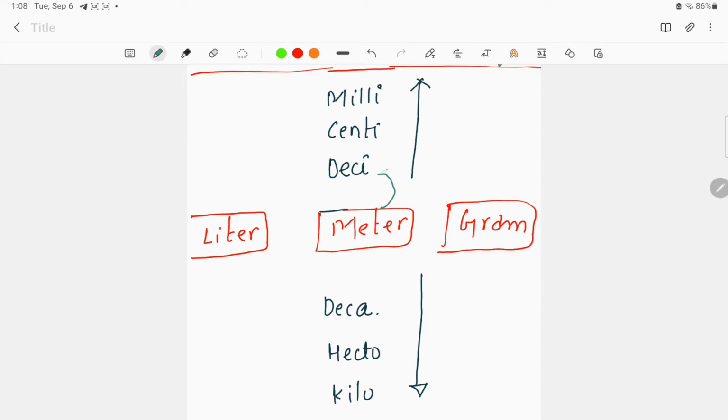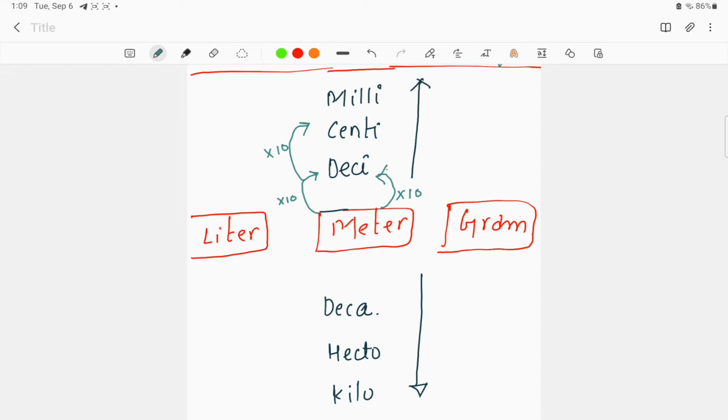Here we have just taken one step, right? Meter to deci, here we have taken one step. If we are going from meter to centimeter, how many steps will we take? This is the first step, this will be the second step. So for each step we multiply by 10. Meter to decimeter, we multiply by 10. Meter to centimeter, multiplying by 10 again, basically we multiply by 100.